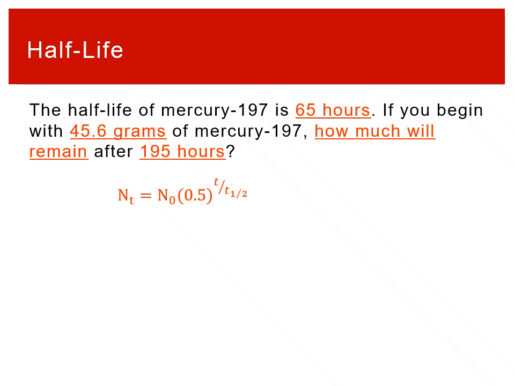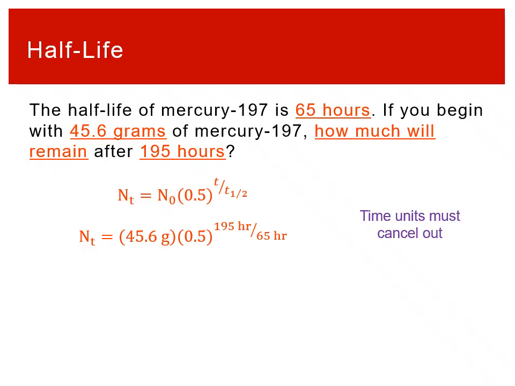All right, so let's actually solve this. I've got NT is equal to N0 times 0.5 raised to the T over T 1/2 power. I'm just going to plug in those variables. N0 was 45.6, the T was 195 hours, and the T 1/2 is 65 hours.